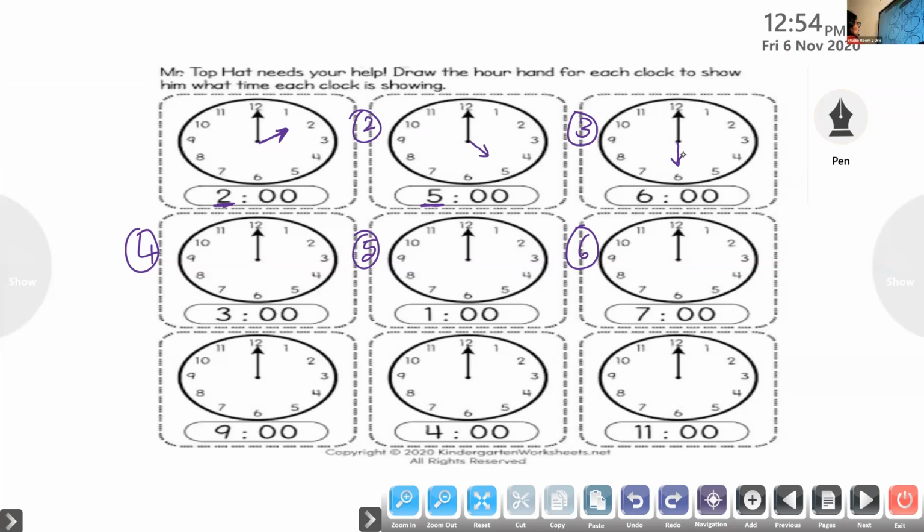Abel. Next one. Question number 4. Where should the short hand be here? 3. The number is given as 3. So the short hand should be at 3. It should not reach 3. It should be a little short. Okay. Good. Now fifth one, Yadu.